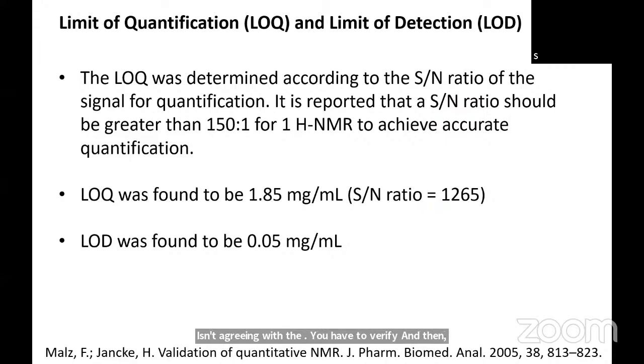So here a small change. Here signal to noise ratio is taken into consideration for qNMR method, both for LOD as well as LOQ. Here signal to noise ratio needs to be kept at 150 for LOQ, 120 for LOD. So here we found like for LOQ 1.85 milligram per ml is needed, and LOD is 0.05 milligram per ml. So this is what we found.